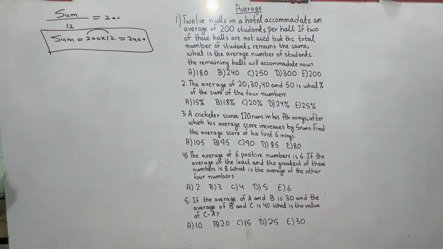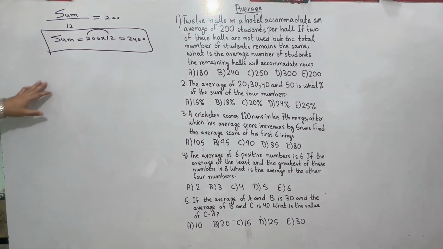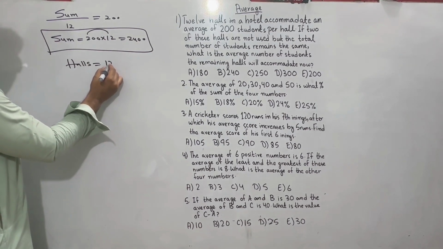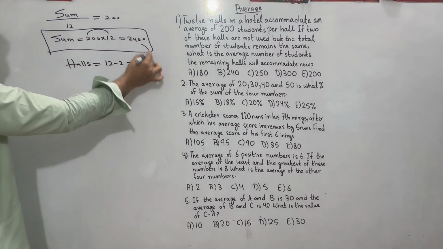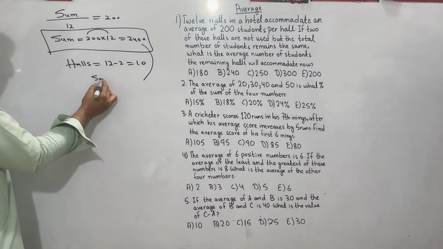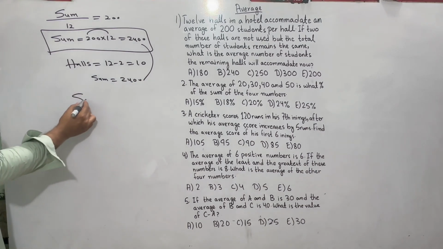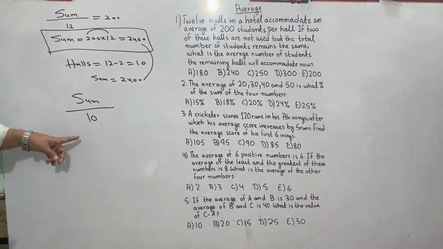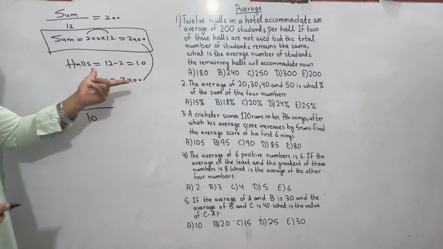Next, we have to reduce. We are not going to use two halls, so the number of halls is going to diminish by 2. 12 minus 2 is 10, while the number of students is intact. That means we have to take in all 2400 students. So the new average will be the sum divided by not 12 but 10 halls. We have to utilize 10 halls accommodating all students.